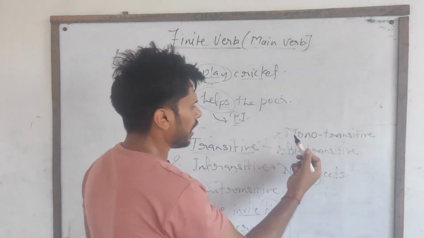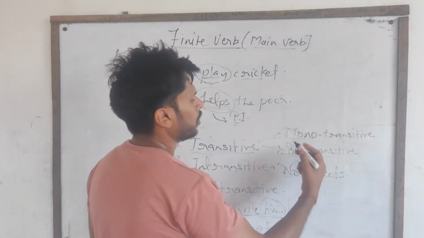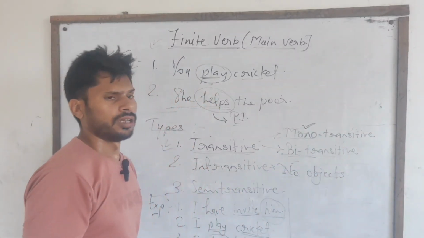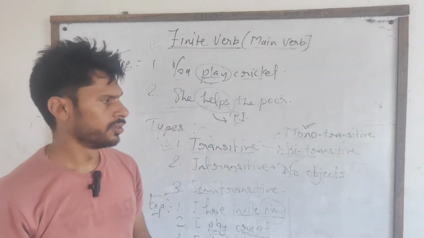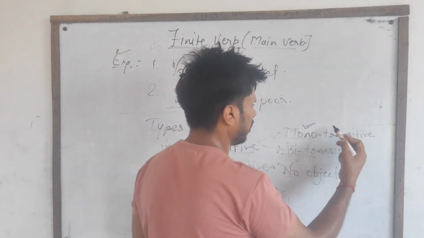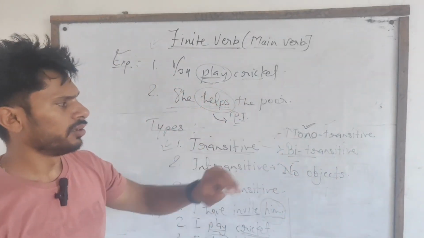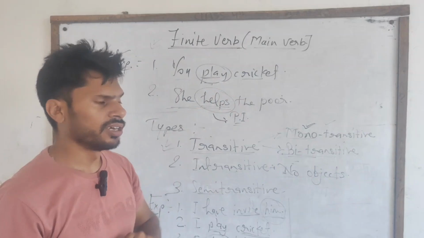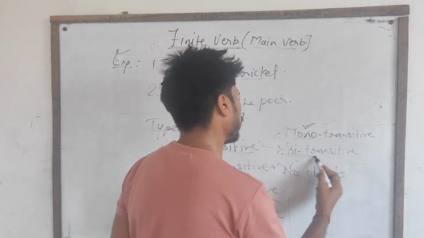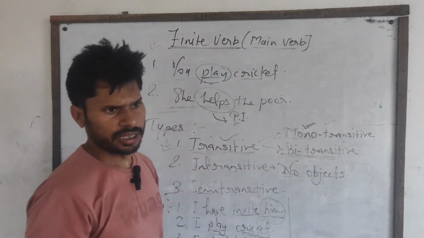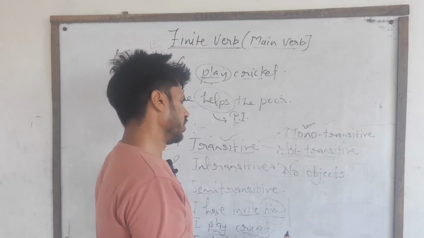Okay, let's understand now what are monotransitive and what are bitransitive. A monotransitive verb is used with a single object. We can understand it in other words. If we use a single object with the transitive verb, then it is called monotransitive. And if we use a double object with a transitive verb, then it is called bitransitive. So I hope you understand.